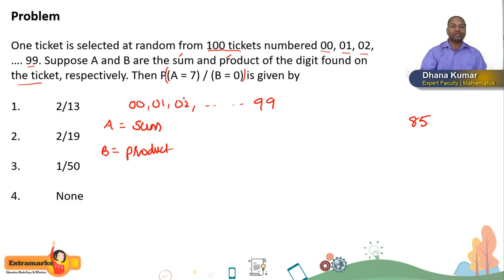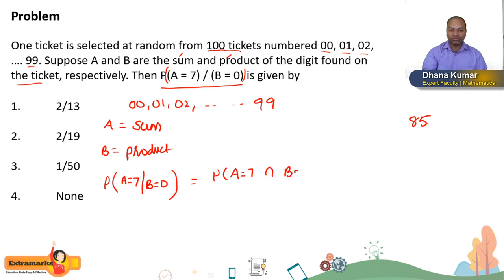Okay, now let us calculate what actually P of A is equal to 7 given B is equal to 0. Means what? A given B. So first I am writing the formula, later we will see the remaining part. P of A is equal to 7 given that B is equal to 0. What is the formula for conditional probability? P of A intersection B, so that is A is equal to 7 intersection B is equal to 0, by P of B is equal to 0.